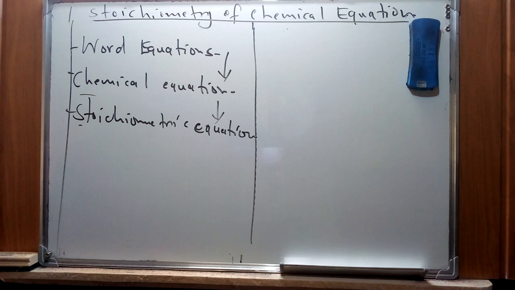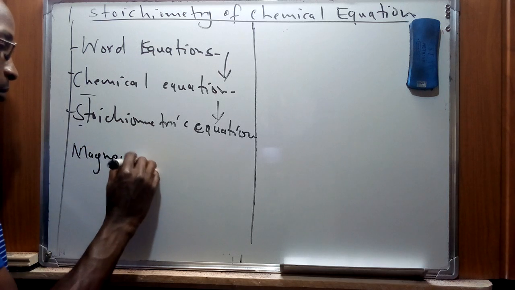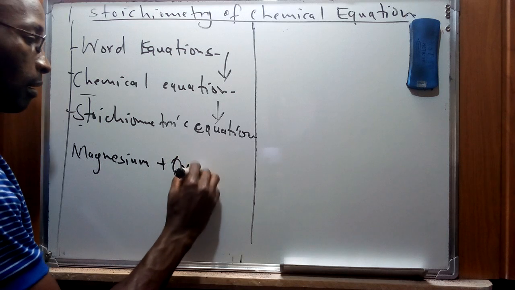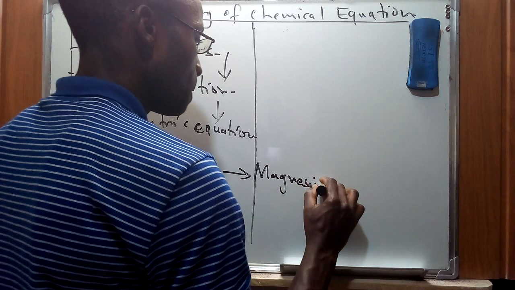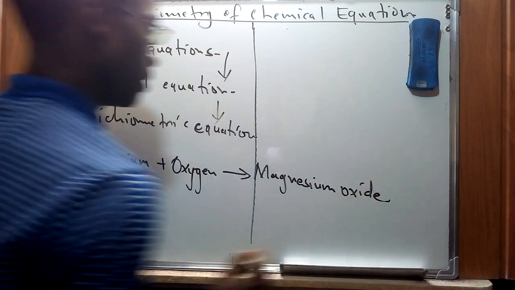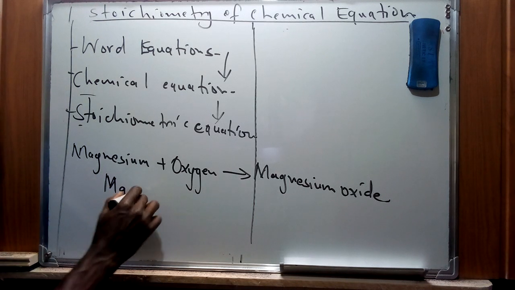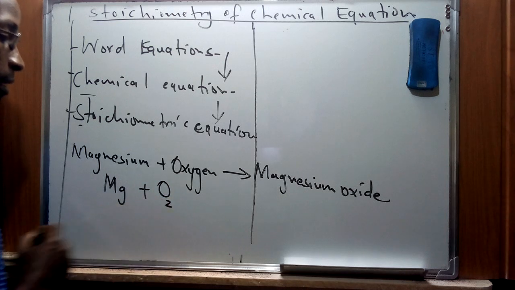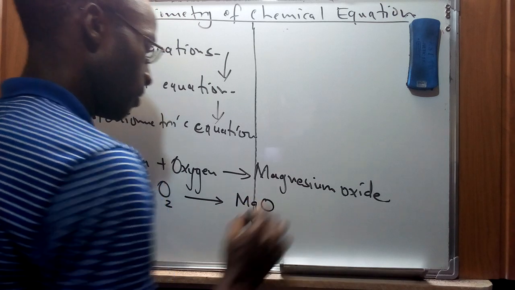Now suppose we have a chemical equation of the reaction that occurs when magnesium ribbon is burned in oxygen. This can be represented as: magnesium is a metal, so magnesium plus oxygen reacts to form magnesium oxide. So we said a stoichiometric equation is represented using symbols. So we are going to have the symbol for magnesium as Mg plus oxygen. Now this is going to form a product that is magnesium oxide.